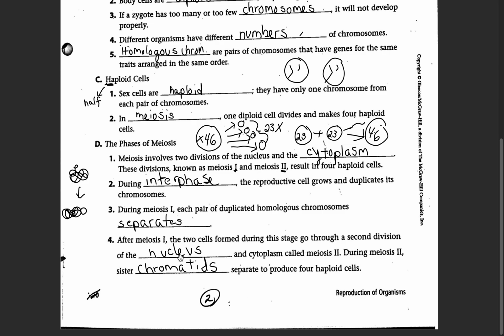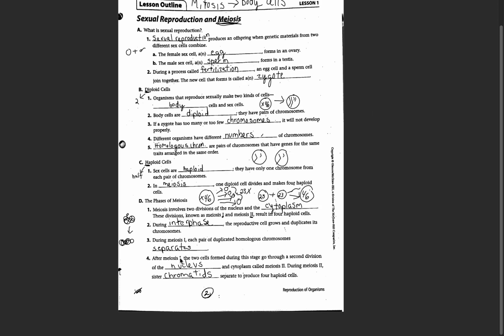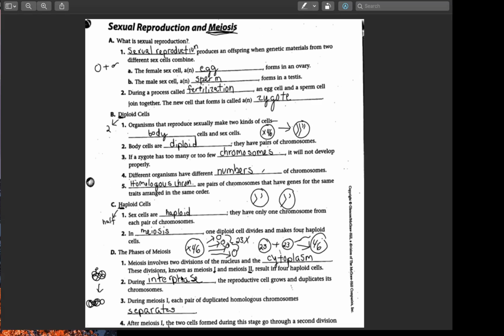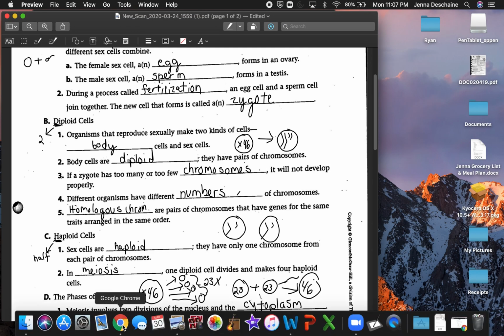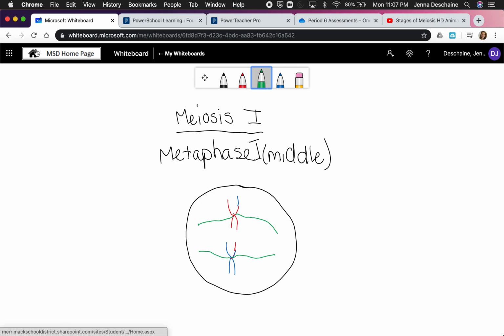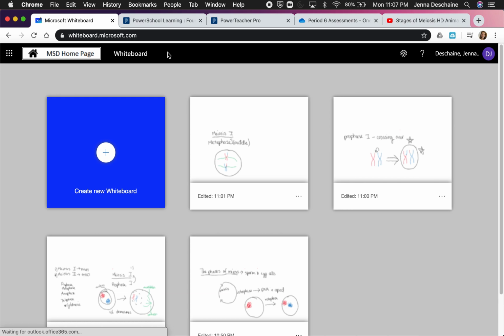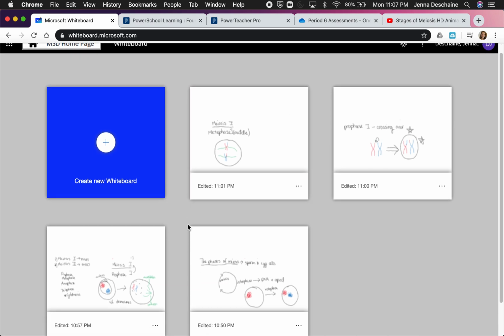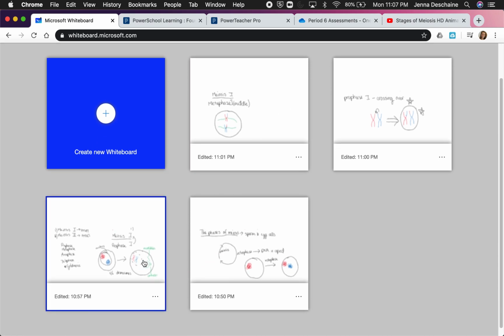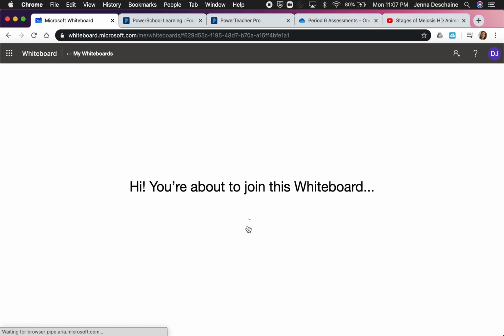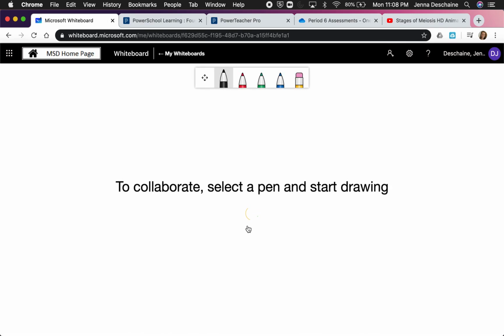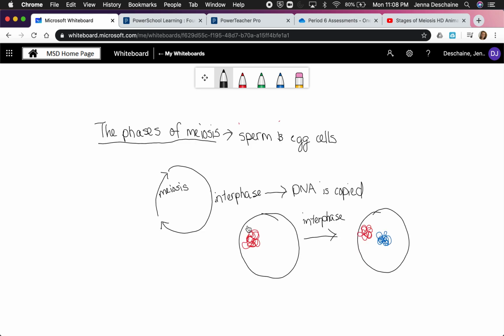This seems pretty vague right now, so I'm going to start talking about the different phases of meiosis. What I'm going to do is go online. This was part of my whiteboard that I started. I'm going to get to this right here to start. We are going to talk about the different phases of meiosis.